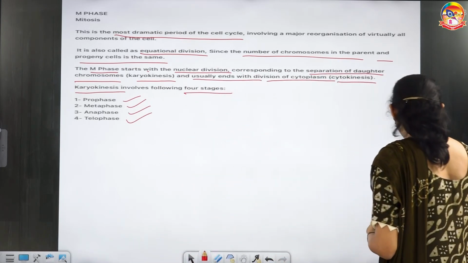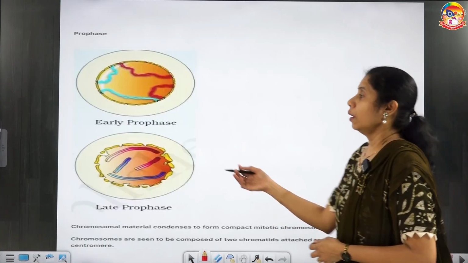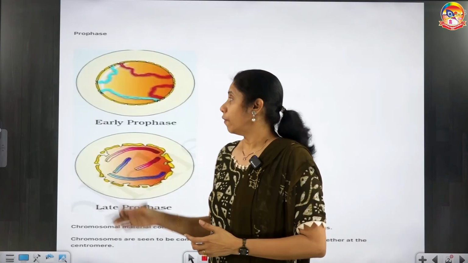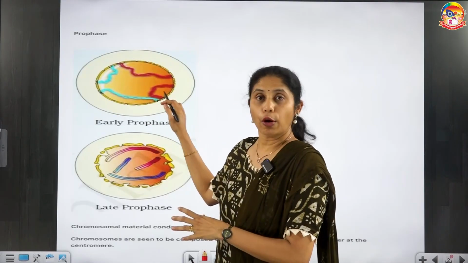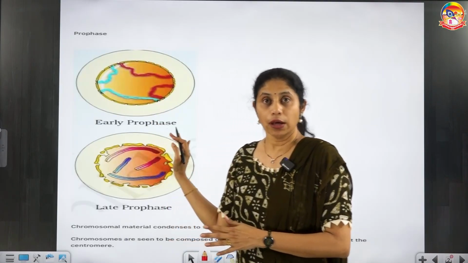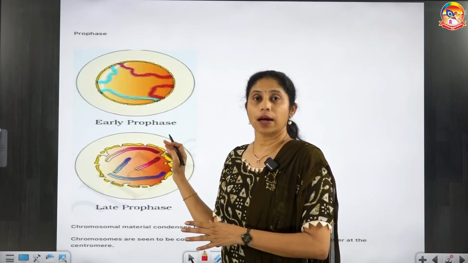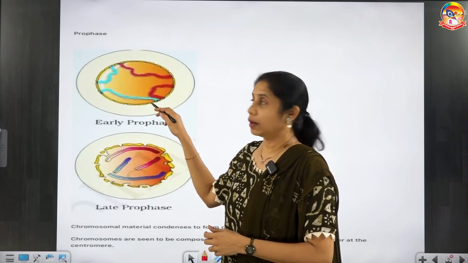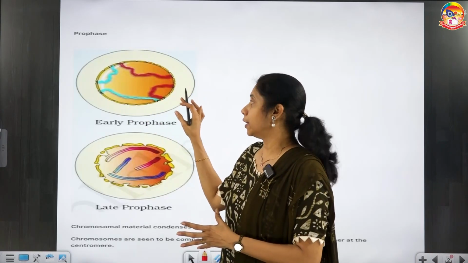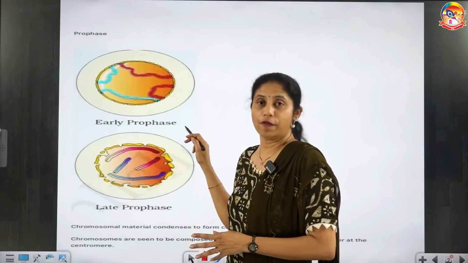Then this is the prophase. When a cell is entering into the prophase, this is the early prophase. You have got the NCERT pictures like this only. They might give you these pictures and ask you which phase is this. When you see this blue color chromatin and red color chromatin inside the nucleus, then it is the early prophase.